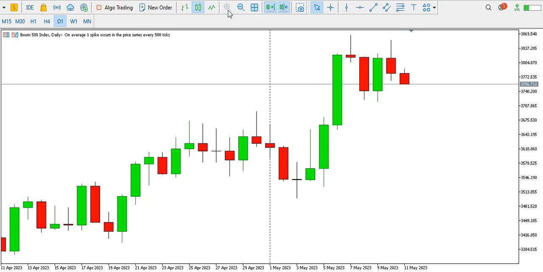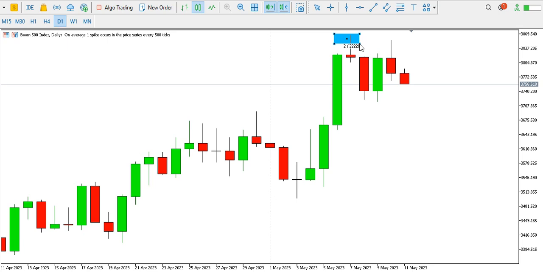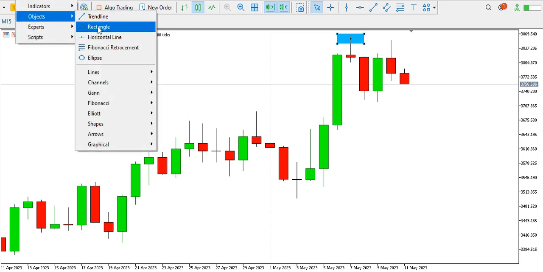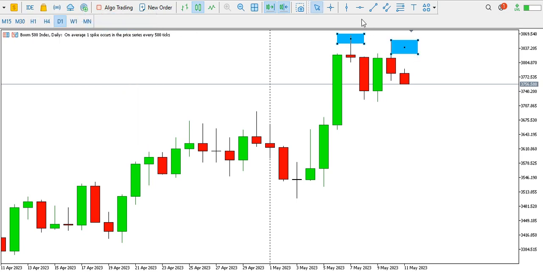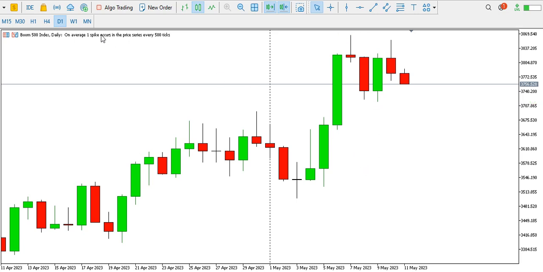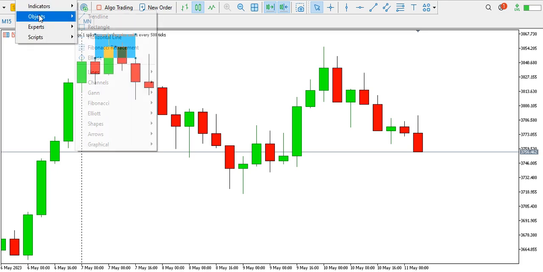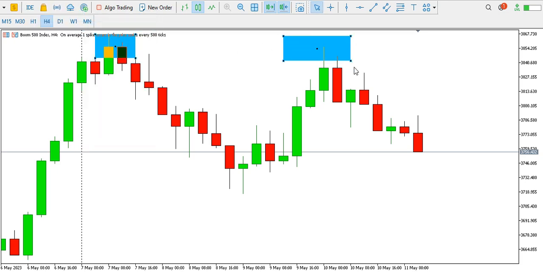I beg your pardon. For Boom 500 on the daily time frame, we have a double top forming. This is the first top, this is the second top. So we might be looking at a break of this neckline here for Boom 500. On the daily time frame, the double top is forming, but it's more visible on the 4 hour time frame. This is the top, this is another top.